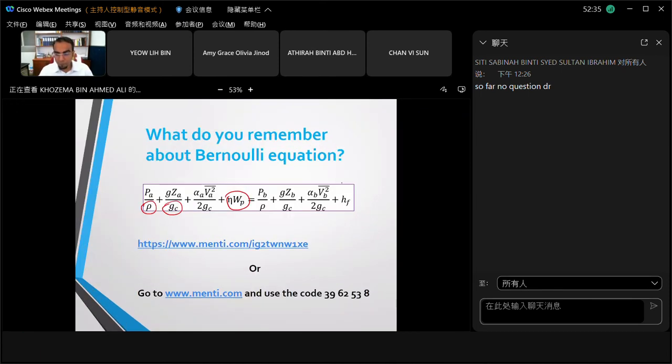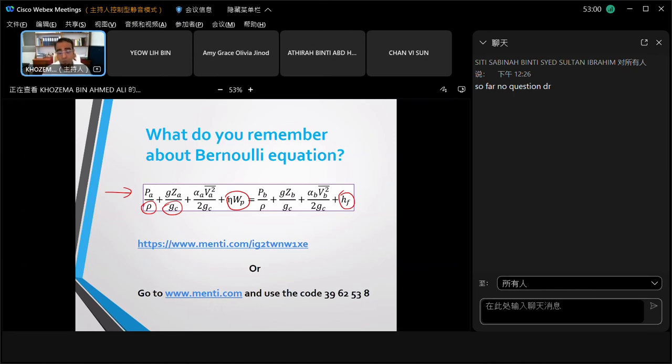HF is your friction in the pipes and so on and so forth. Okay, so finally, everybody must make sure they understand this equation and they remember and know each and every term in this equation.